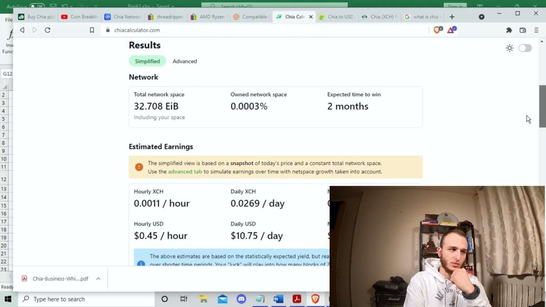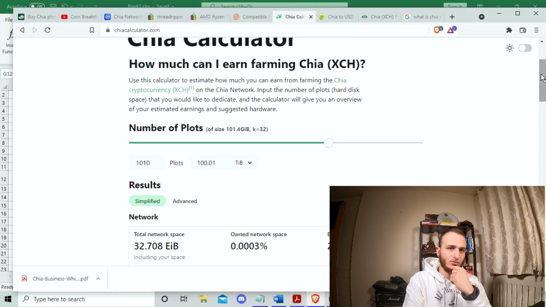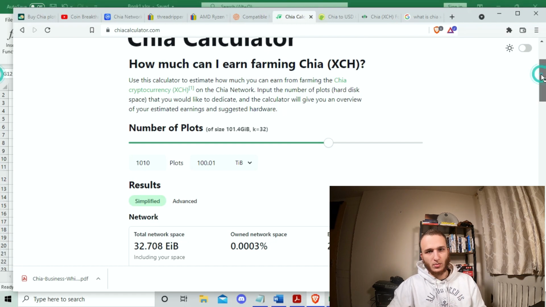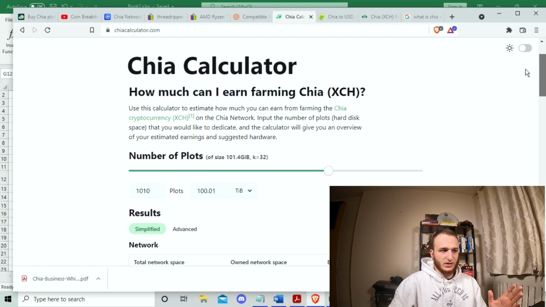Unfortunately, in around May and June, July, I believe pool mining wasn't a feature yet. So you couldn't mine as part of a pool. You had to solo mine, and you needed a huge farm. So 100 terabytes was the go-to figure, and today it's still like, 100 terabytes is not too big.